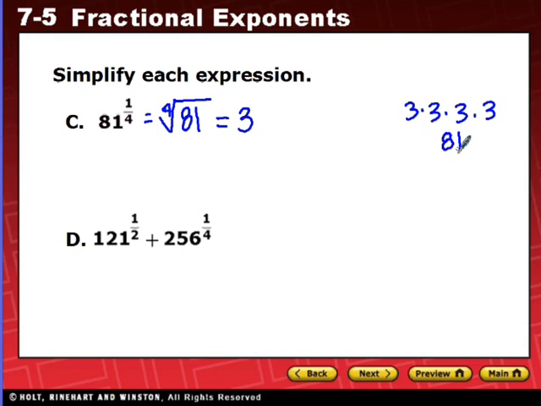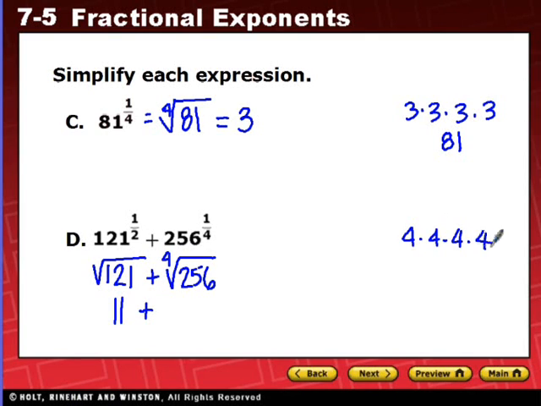Try the next one, write it down, pause the video, and then check back in a second. Now that you're back, so we have the square root of 121 plus the 4th root of 256. Well, I know the square root of 121 is 11, plus the 4th root of 256, maybe 4? Right, 16 times 16, aha, that is 256. So 11 plus 4 makes 15.